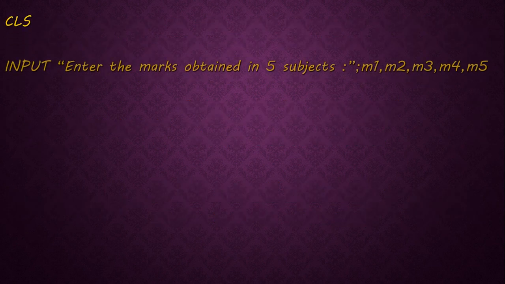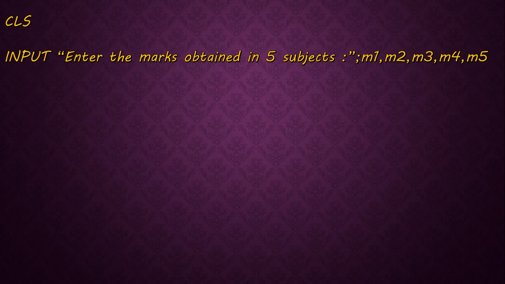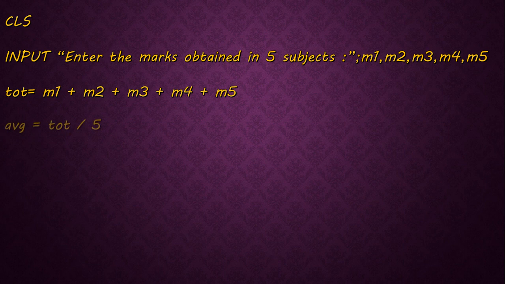In the same manner, CLS, and I have to take 5 subjects' marks, so I am taking the variables M1, M2, M3, M4 and M5 to store my marks of 5 different subjects. You can take the input on different lines also. I have taken the inputs all in a single line. Same thing. Next, I have to calculate the total. Total means just add up the 5 values. Average is total marks obtained divided by the number of observations, which is the number of subjects. I have taken 5, so the total is divided by 5.